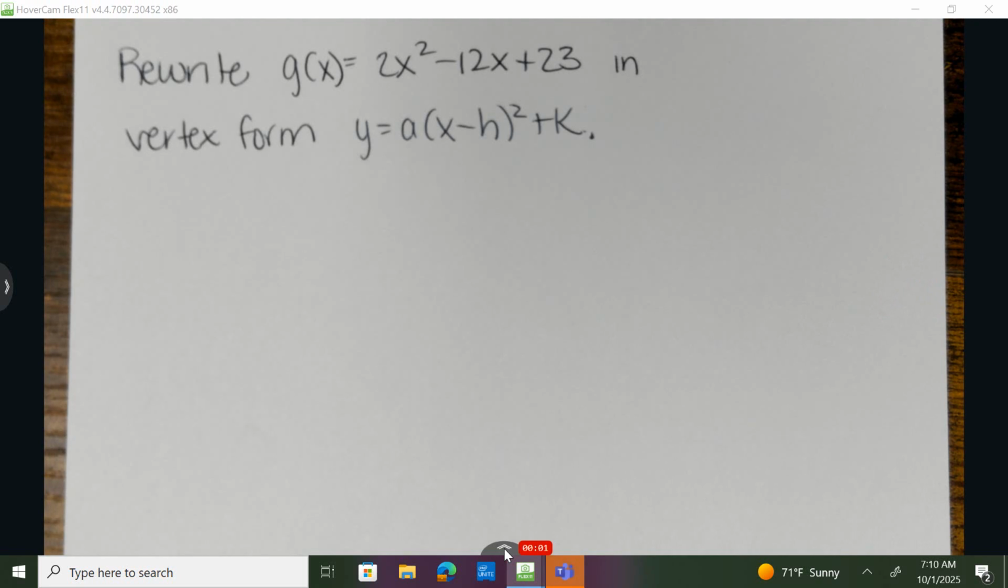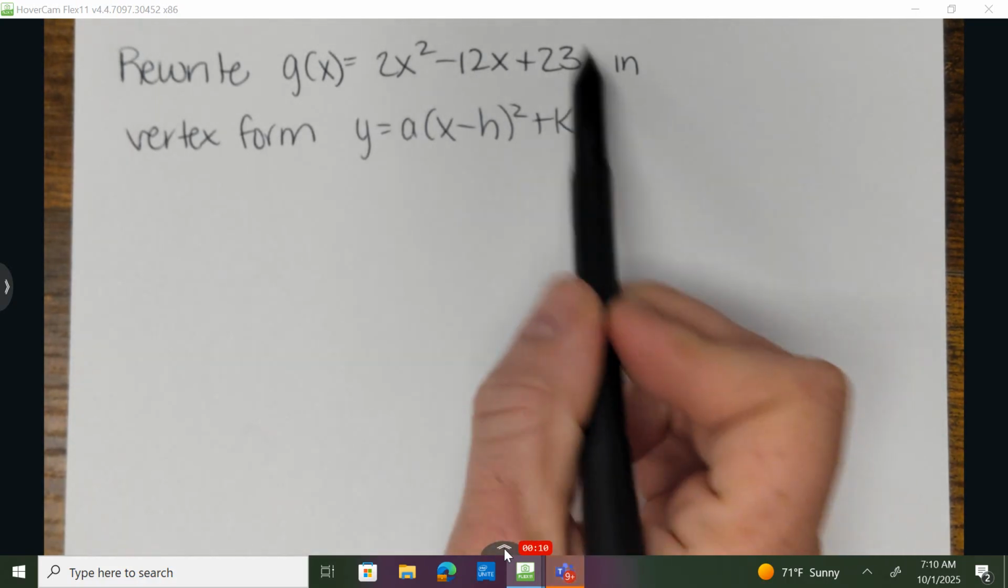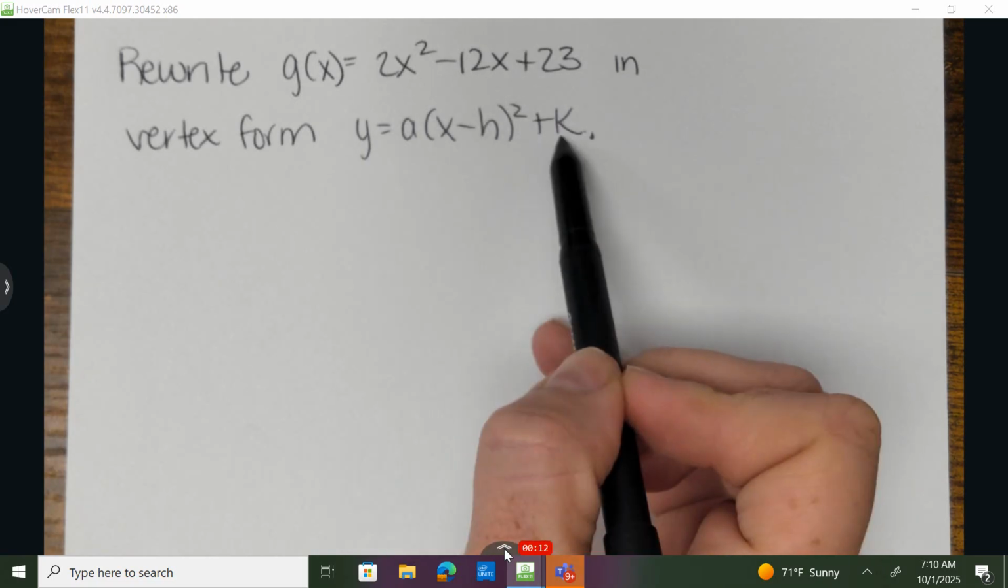Are you ready for the Unit 5 test? In this problem, we're going to start by rewriting this equation in vertex form. This is called standard form. Vertex form will be in this general form.